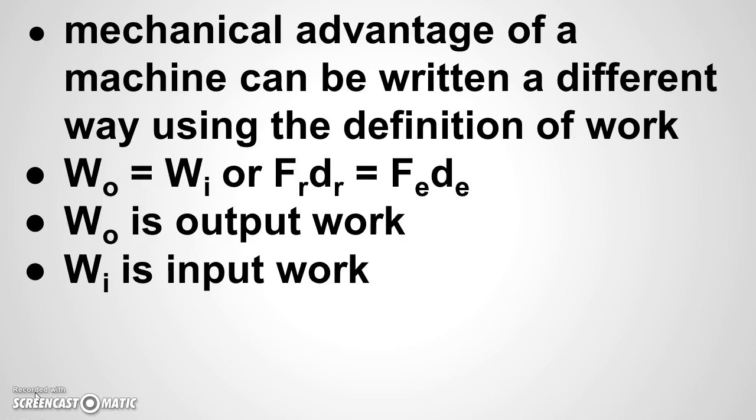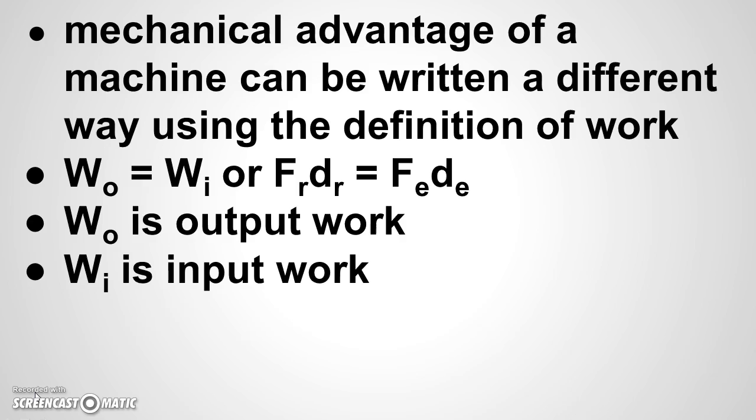Another way to write this is the force of resistance times the distance of resistance must be equal to the force of effort times the distance of effort. Think once again of our fulcrum. The distance that the far end of the lever travels times the force that you're putting in must be equal to the distance times the amount of force that is happening near the pivot point. Work sub o is output work, work sub i is input work. These must remain equal.